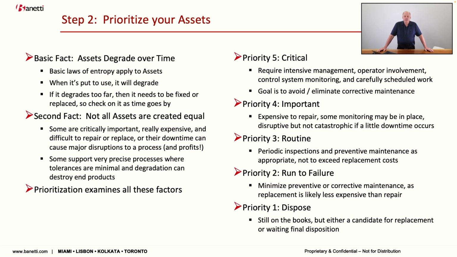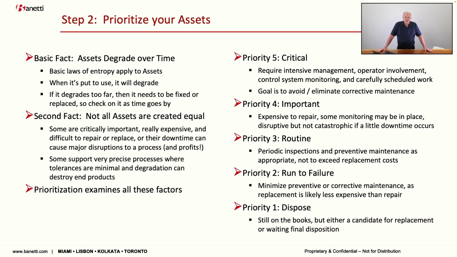We have other assets that are just about as important, very expensive to repair. Monitoring may be in place for it to some degree, but it's not a catastrophe if it goes down. So we don't have to make everything a priority 5 critical asset. From there, we've got routine assets, assets that we definitely want to maintain. We want to do some preventive maintenance, do some inspections. No sense just letting them run to failure because they are kind of important to what we do.